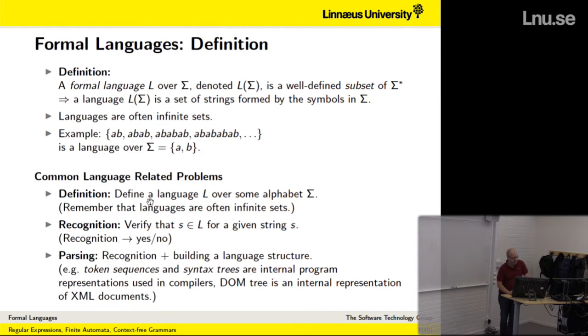We are talking about definition. How do we define a language over some alphabet? They are often infinite sets. That means we cannot list all the correct programs. It will be impossible to have a list containing all valid Java programs. Too many of them.